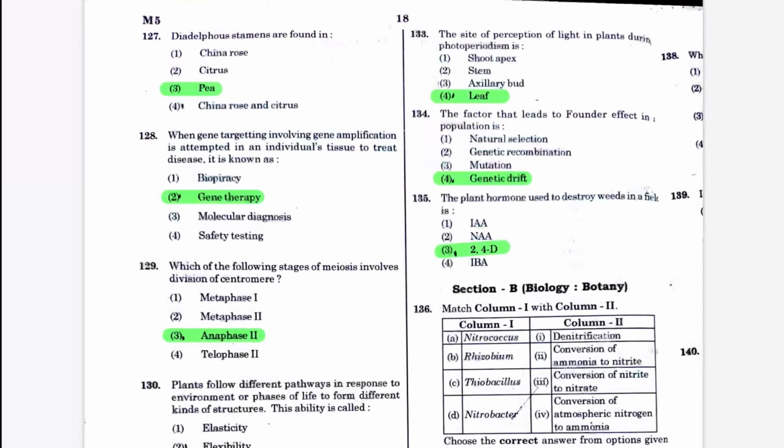Okay, so diadelphous stamen are found in pea plant, diadelphous, right? Okay, so all other options won't be correct. Synandrous is given, citrus is given, obviously they are not correct. So the answer is pea. Okay, 128, when gene targeting involving gene amplification is attempted in an individual tissue to treat a disease. Okay, you are using a gene to treat a gene related disease, involving gene amplification and all. What is that called as? Okay, so obviously it is called as gene therapy. Okay, so molecular diagnosis is you are trying to diagnose the disease. Okay, if you are treating it, it is gene therapy.